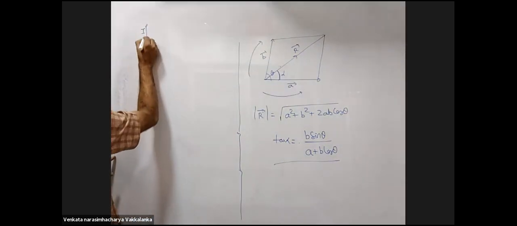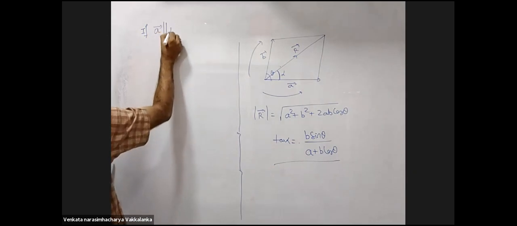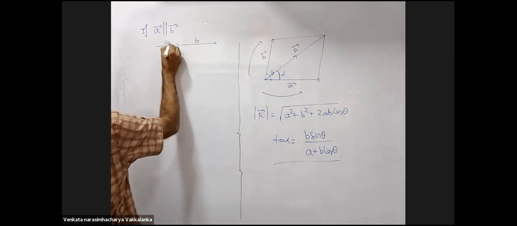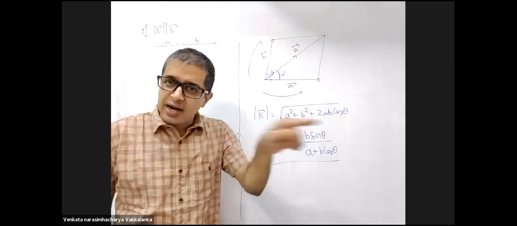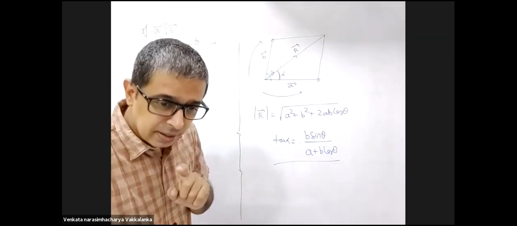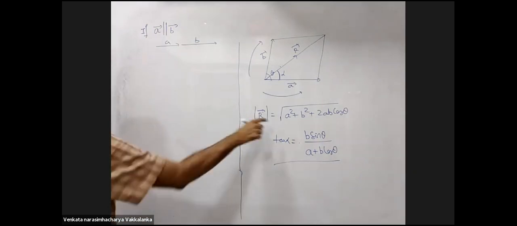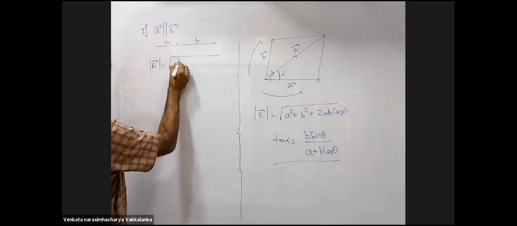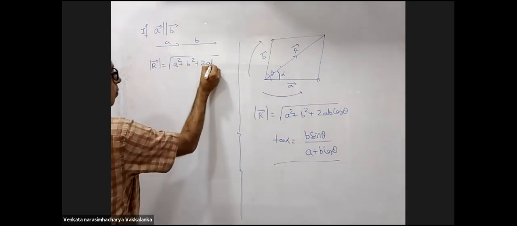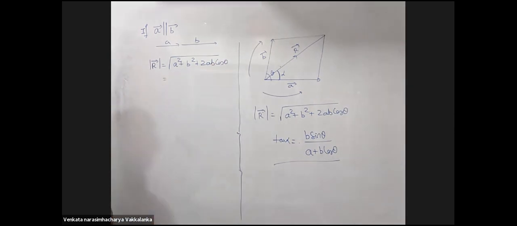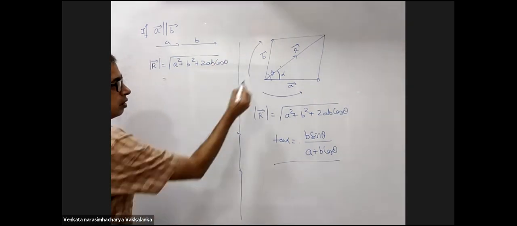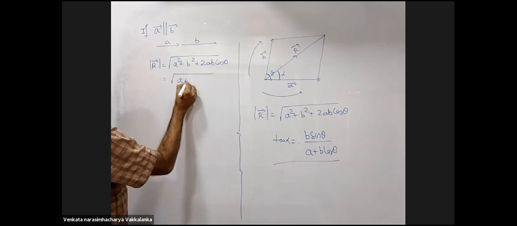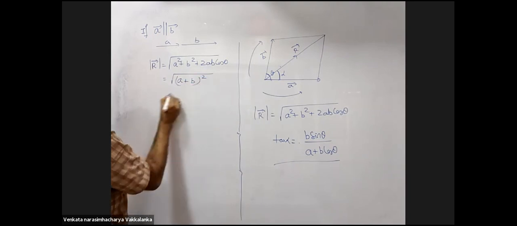Now, if A is parallel to B, what did you tell me in the start? Add both of them numerically. Will I get it from here? The magnitude of R is root over of A square plus B square plus 2AB cos theta, where theta is the angle between A and B. So this will be A plus B.